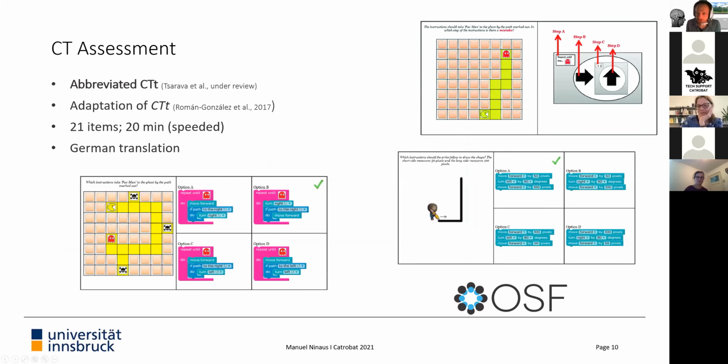First, looking at the materials or the tests that we used, we were interested in assessing CT. As I said earlier, we based our assessment on the CTT by Roman Gonzalez, but created an abbreviated version of it by using more or less the 21 easiest out of the originally 28 items of the CTT, and translated it into German and adapted it to the needs of the current study. This abbreviated CTT can be found in German on the Open Science Framework.